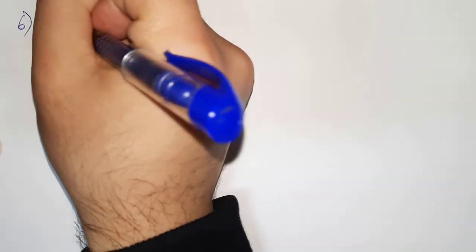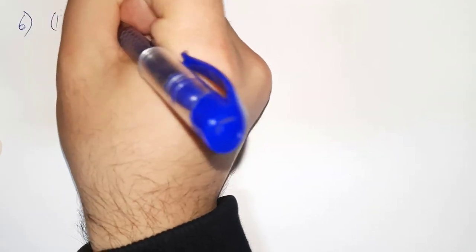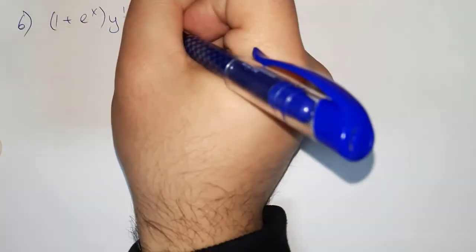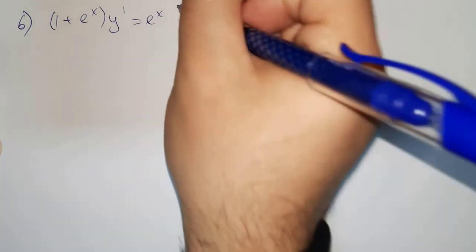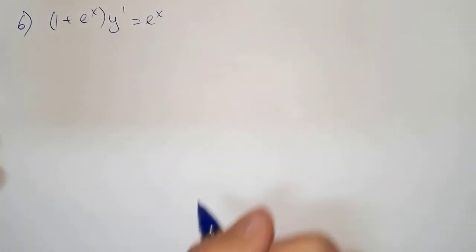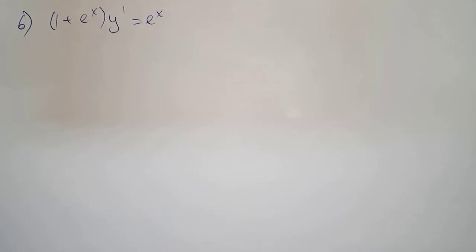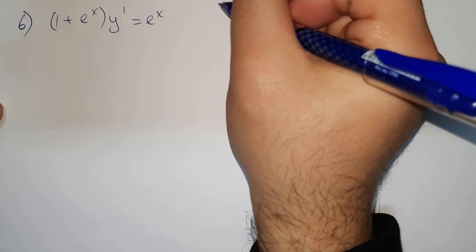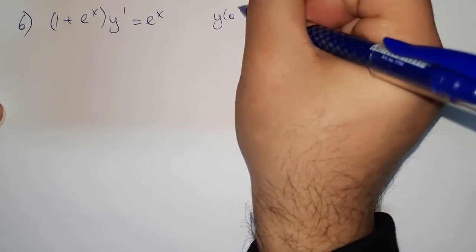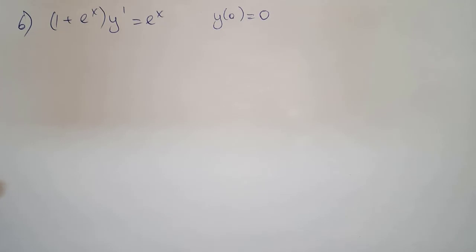And now let's consider the next example, exercise number 6. Find the particular solution of the equation 1 plus e to the power of x times y prime equals e to the power of x, satisfying the initial condition y(0) is 0. So we have an initial value problem.